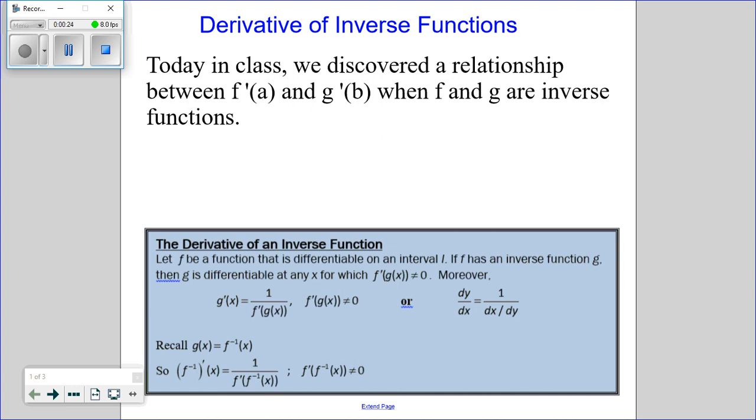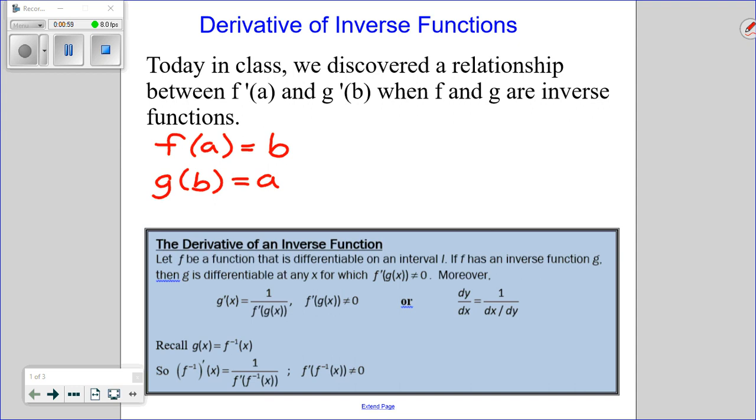Now one of the key things to remember here is that inverse functions switch your input and your output. So if you pick a value of x, and I'm just going to call it a, and you plug it in to f, you get a y value, or b. So f of a would equal b. Well, if f and g are inverse functions, then g of b would equal a, because inverse functions switch your input and your output.